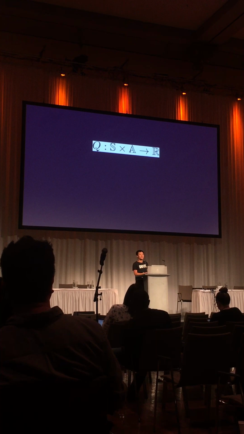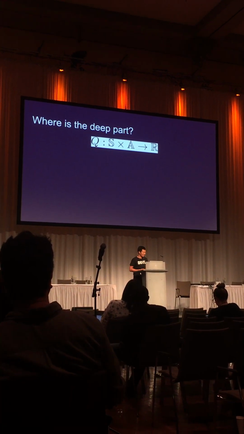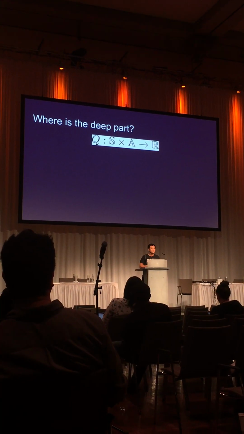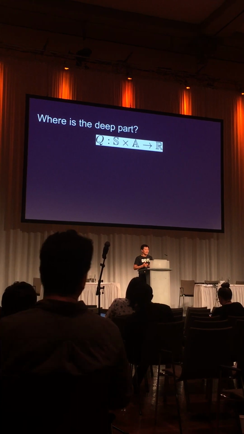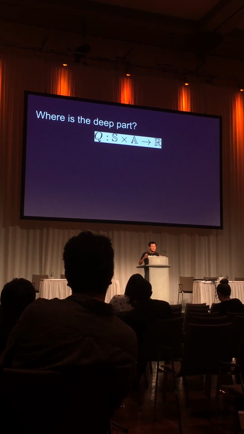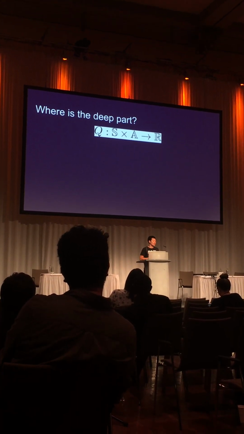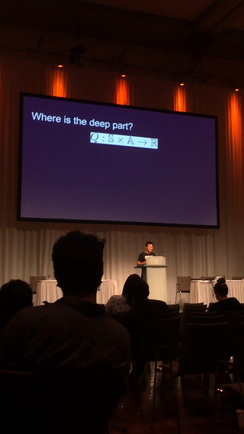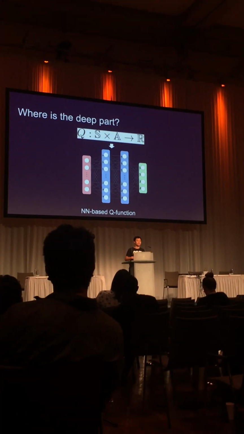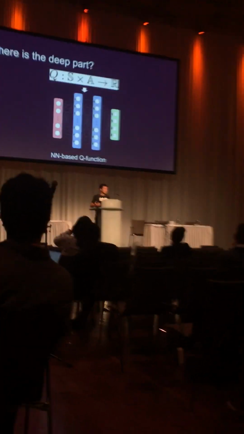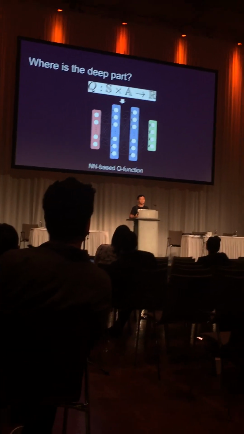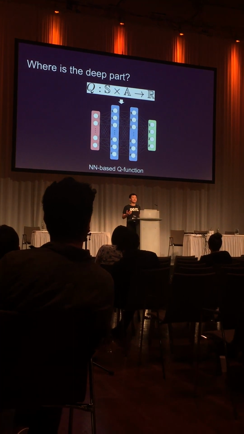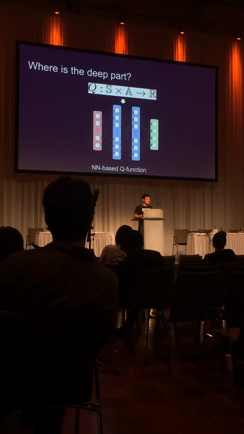You may wonder, what is the deep part? The problem for this Q function is that the space of S and A is so huge that you cannot approximate this function simply. So people were very smart. They said, why don't we just use deep learning to approximate it? Technically, if you have a complicated deep learning model, you can approximate any function. So that's what they did.